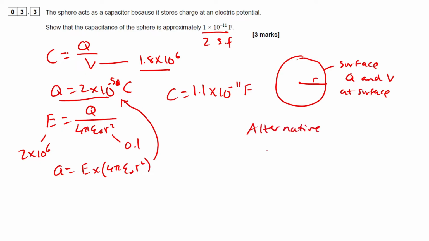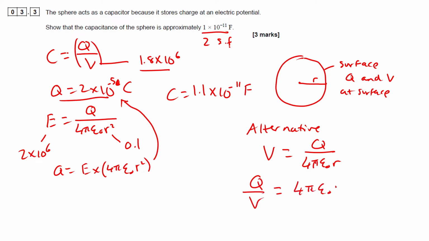Okay, so another method you could do is by using this equation. We know the potential is given by this equation. If you look at this equation and the equation for capacitance up here, capacitance is Q over V. So I can make Q over V the subject of this formula, and that will give me 4 pi E naught R. Again, using R for the radius of the sphere, because we want to know the potential of the surface and the capacitance of this sphere. Putting these numbers in should also get you 1.1 times 10 to the minus 11 farads.